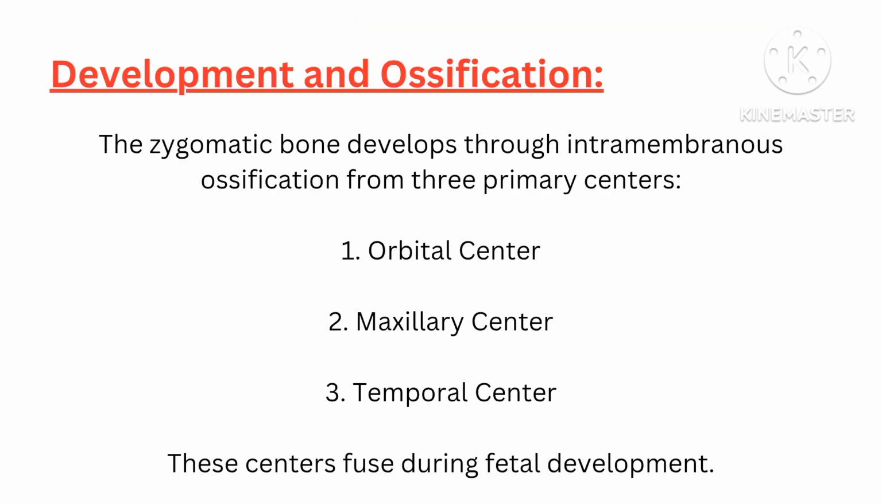Development and ossification. The zygomatic bone develops through intramembranous ossification from three primary centers. 1. Orbital center. 2. Maxillary center. 3. Temporal center. These centers fuse during fetal development.